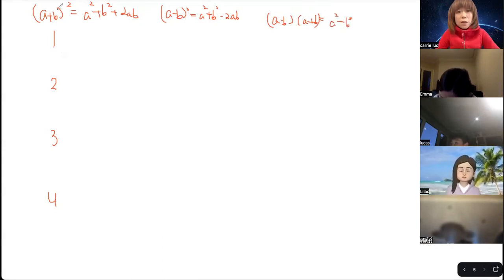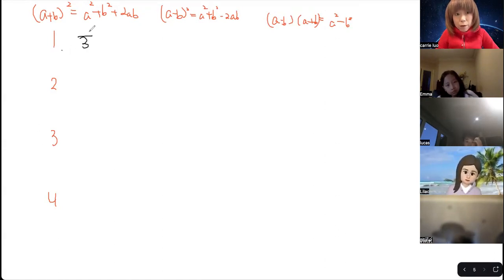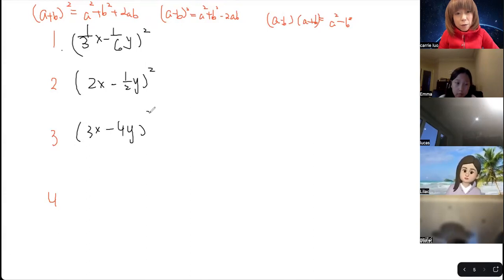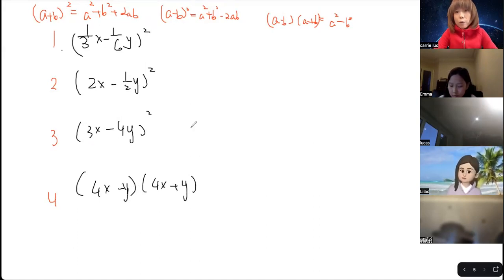Okay, 每个小朋友自己要写清楚啊，对不对？Okay, so first one, 1 over 3x minus 1 over 6y squared. Okay, 2x minus half y squared. And 3x minus 4y squared. And 4x minus 1 times 4x plus y. Okay, so four questions. Everybody, your turn.